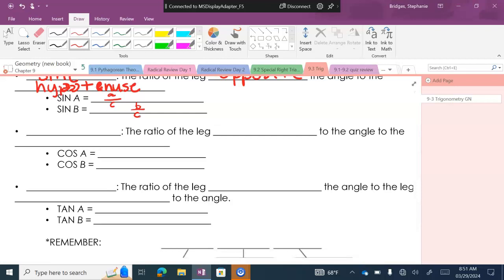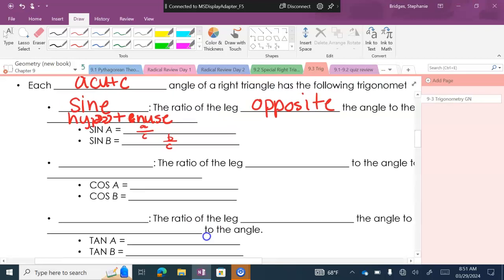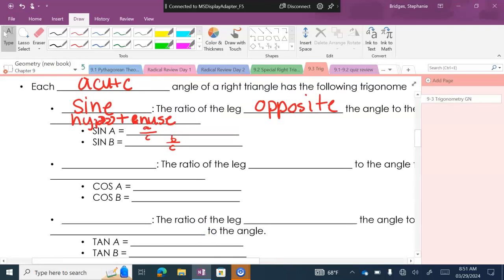Sine is what over what? In words. What did we fill in? Sine is opposite over hypotenuse.